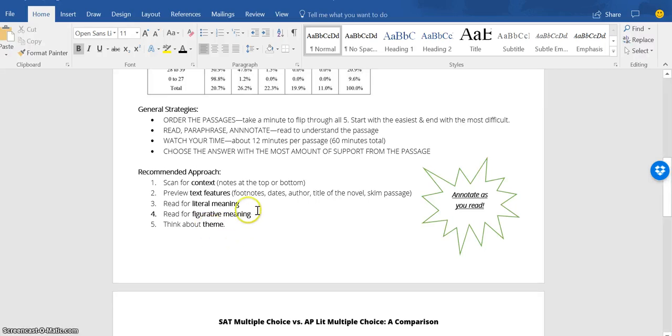Then you're reading for literal meaning, annotate as you read. Figurative meaning, annotate as you read. And then at the end, you're thinking, okay, what was this about? What is this passage really about? What is the theme? Write out a couple of thematic subjects at the end, and then you'll be ready to tackle the multiple choice questions.